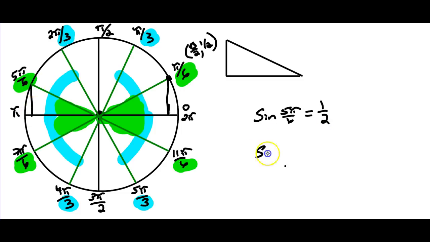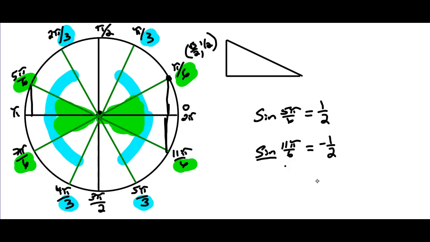If I said the sine of 11 pi over 6, remember, vertical length there, or the y value. So the vertical distance right here is 1/2, but notice it's below the x-axis, so it's going to be negative 1/2. So the sine of 11 pi over 6 is negative 1/2.